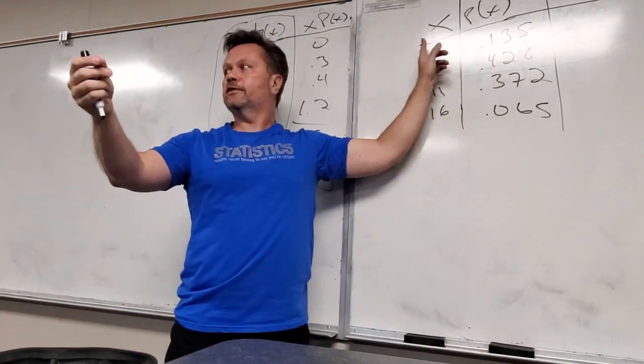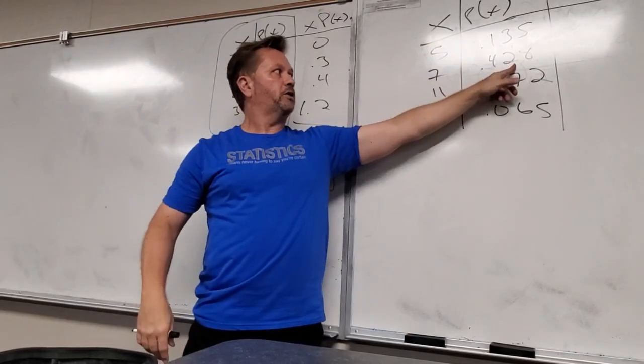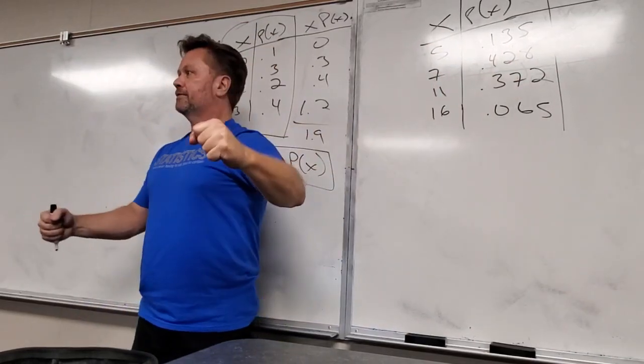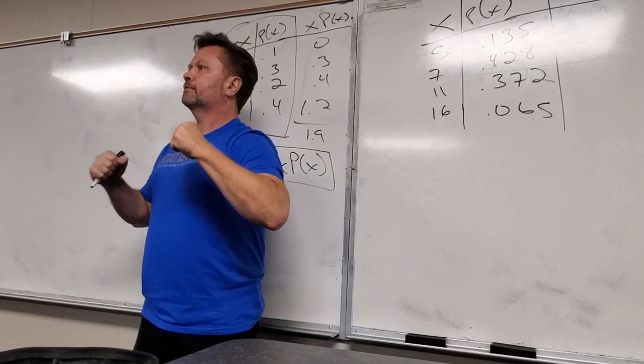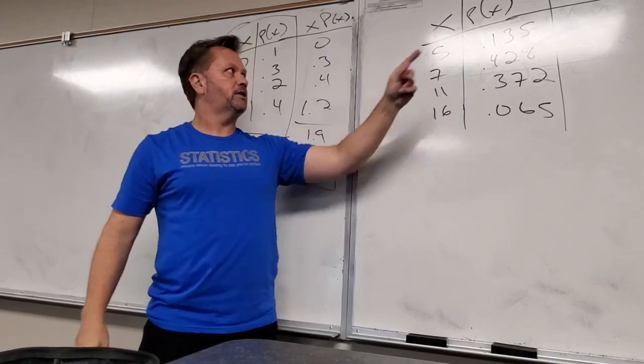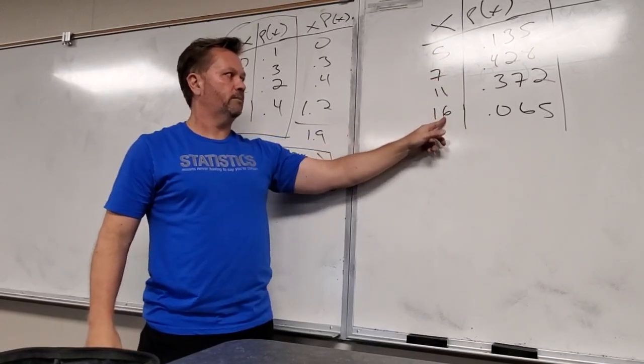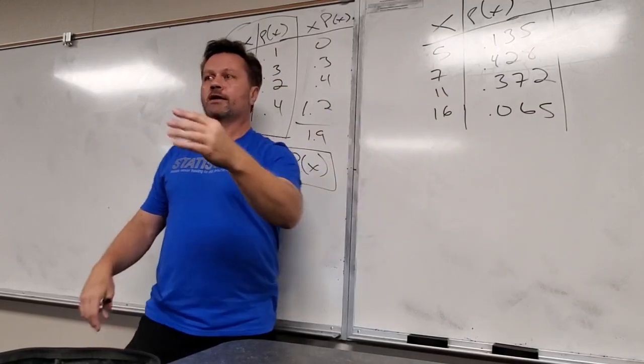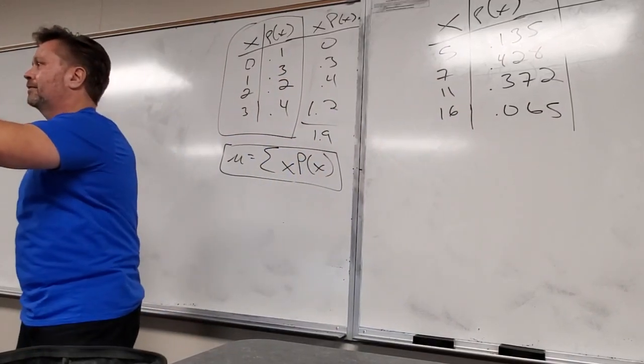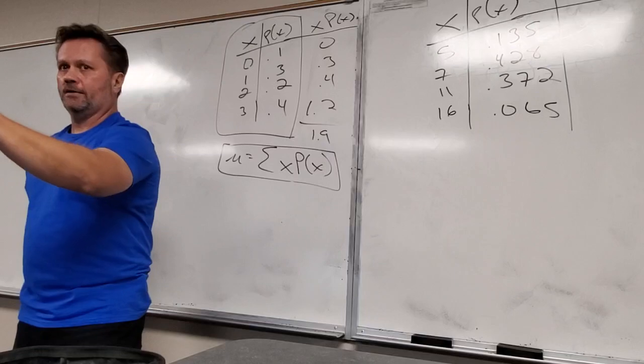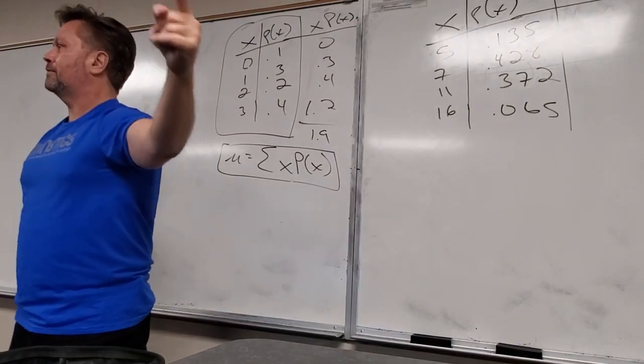13.5% of the data is 5s. 42.8% of the data is 7s. So why can't I just do 5 plus 7 plus 11 plus 16 divided by 4? 2 reasons. There's not just 4 data points. There can't be. And there's not just one of each then, right?